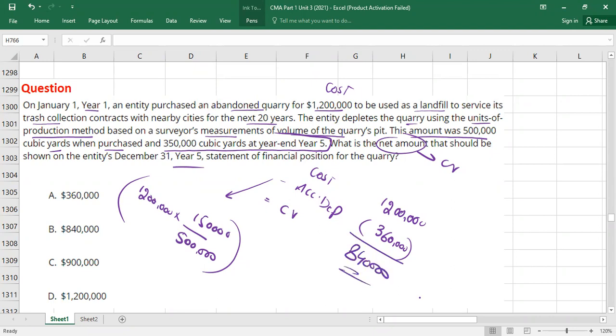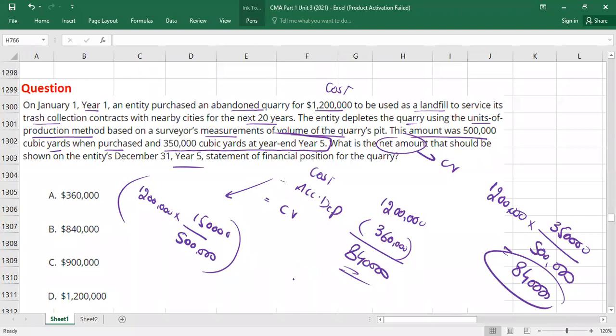The second, direct way to solve it. You can solve it this way also. Because you want to calculate the carrying value, sorry. Carrying value is the amount which is not depreciated, right? I can calculate it as 1.2 million, the cost, the depreciable base, multiplied by how much is remaining? 350,000. And what was the total? 500,000. So this will be the direct carrying value.